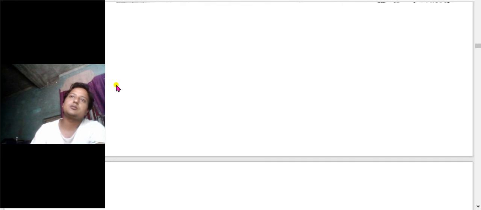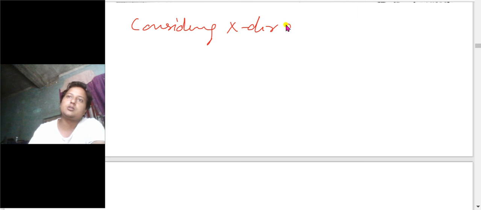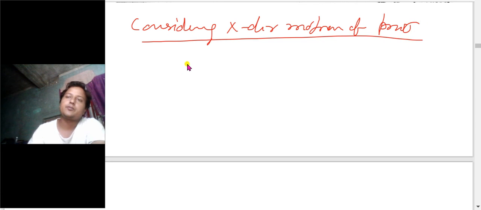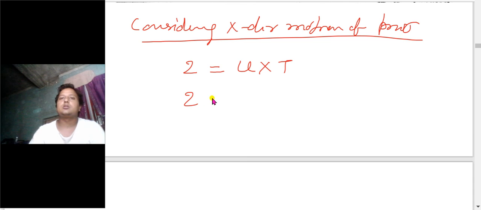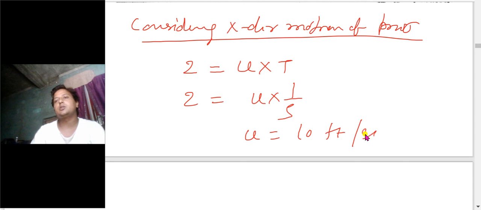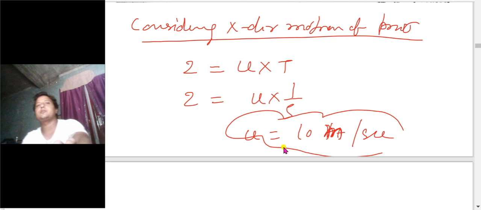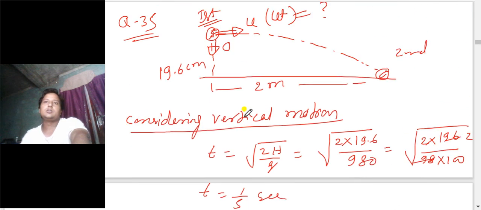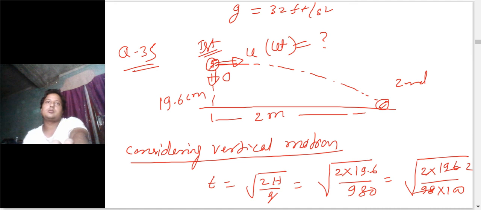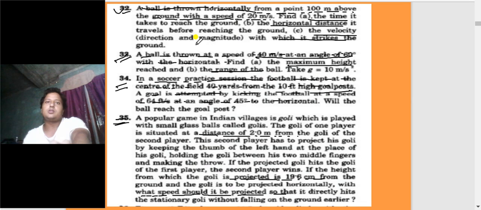Now considering the x direction motion of the projectile, horizontal distance equals speed multiplied by time. 2 equals u, t is 1 over 5, so u is 10 meter per second. So u is 10 meter per second. This is our question number 35.